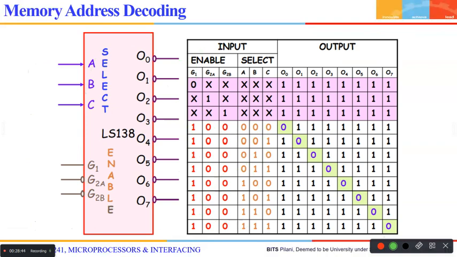Active low means what? Whenever you get 0, 0, 0, this line will become 0. All other lines will become high. Similarly, whenever you give 1, 1, 1, this line will go 0. All other lines will be high. Have you understood this? That's all. Fine? Okay. Now, let us come to this table.